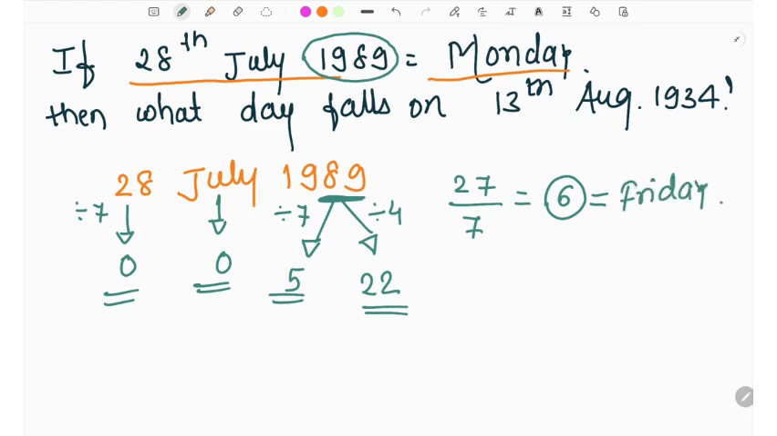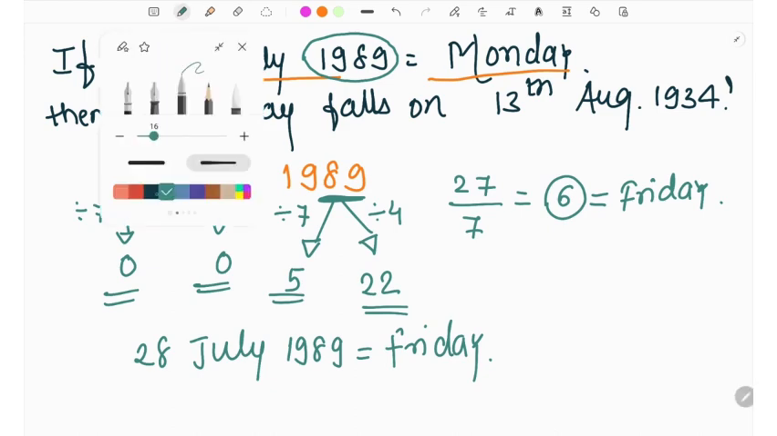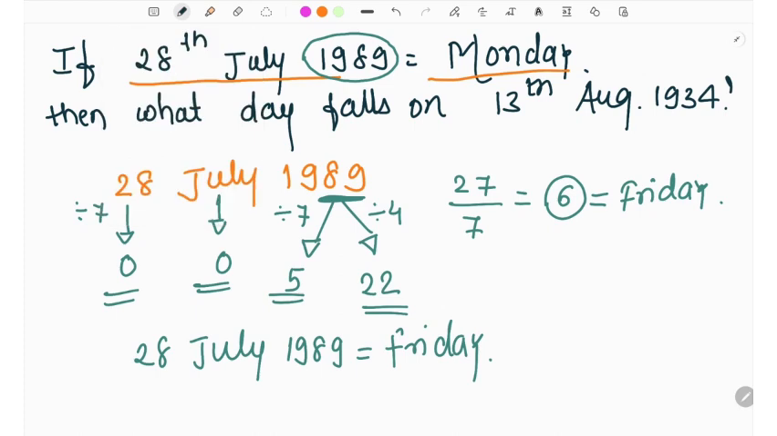So what we have got from this, students, is that on 20th of July 1989, the day was Friday. But in the given question, they have given you Monday. It means there is an error. The question which is provided to you over here has a certain error. So what is the error, students? The day is Friday, but they have given you Monday.